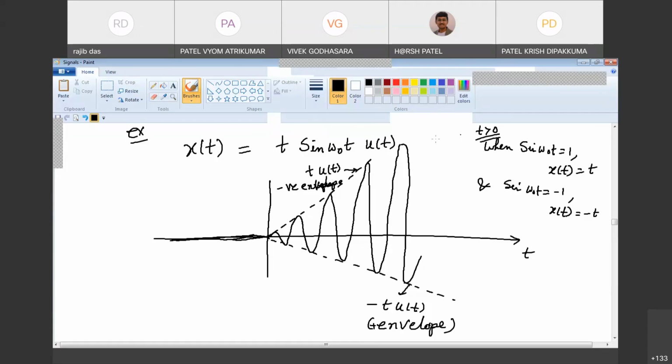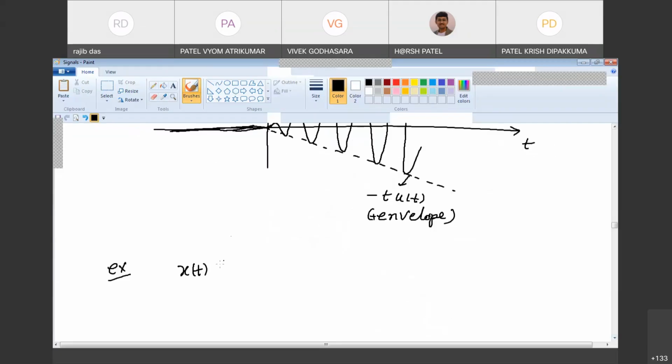So envelope means this is the maximum value. When it attains the maximum value, it will touch this line, and when it attains the minimum value, it will touch this other line. So the joining line of the positive peak or negative peak values, those are nothing but envelopes. I think it will be more clear with an example.